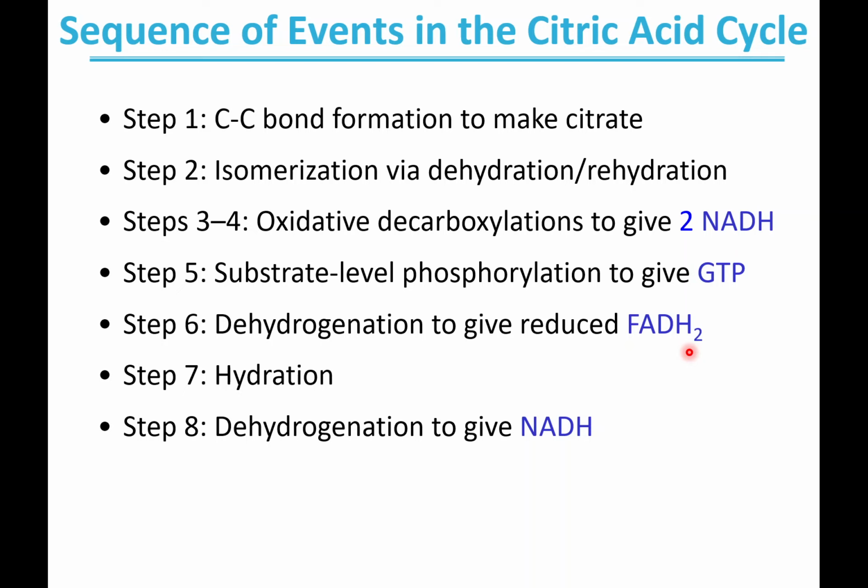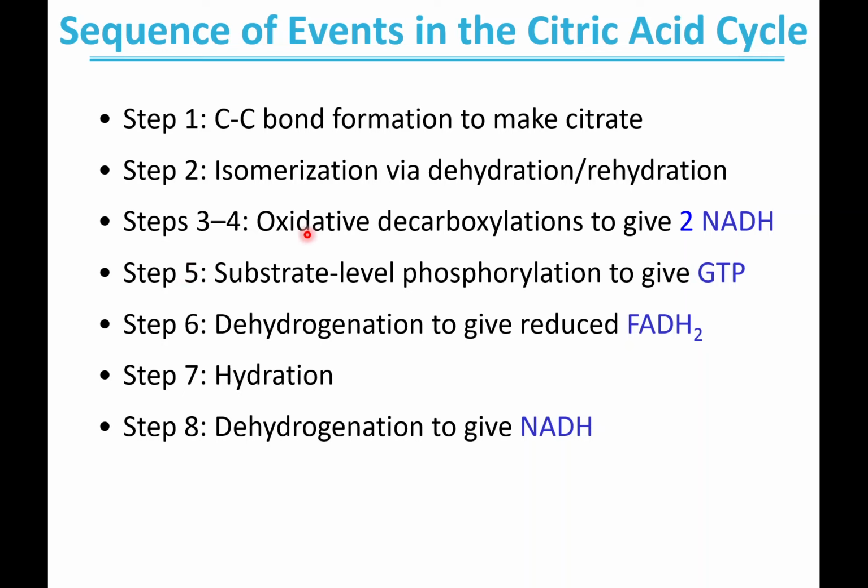Okay. So the sequence of events, right, there are 8 steps. Okay, what's going on in general in each step? Well, the first step, we're forming a carbon-carbon bond. Okay, that's making citrate from oxaloacetate and acetyl-CoA. Step 2, we're rearranging that. We're doing an isomerization, okay? And that's via, we'll talk about this, a dehydration, then a rehydration to do an isomerization. Okay? And what we're doing there is making a better part on that molecule to oxidize.